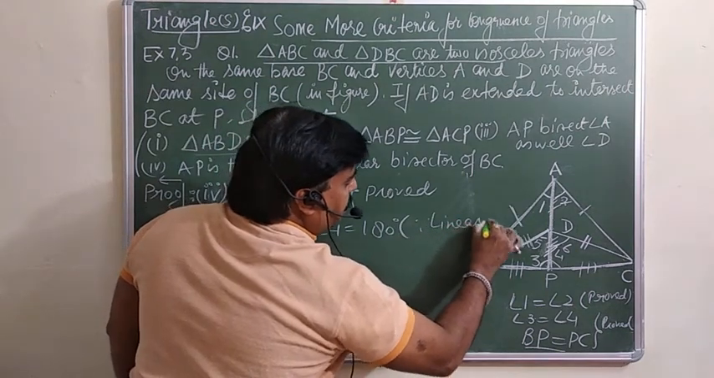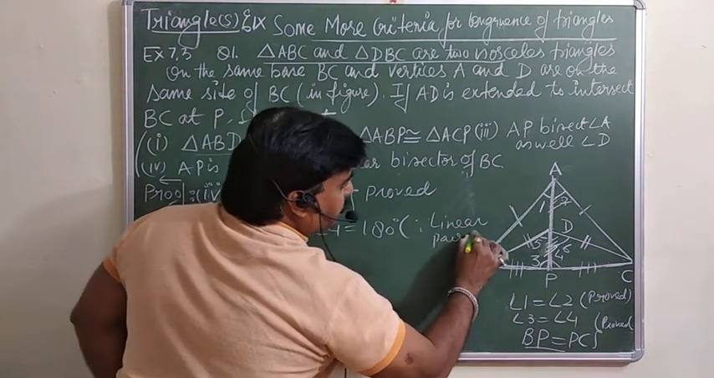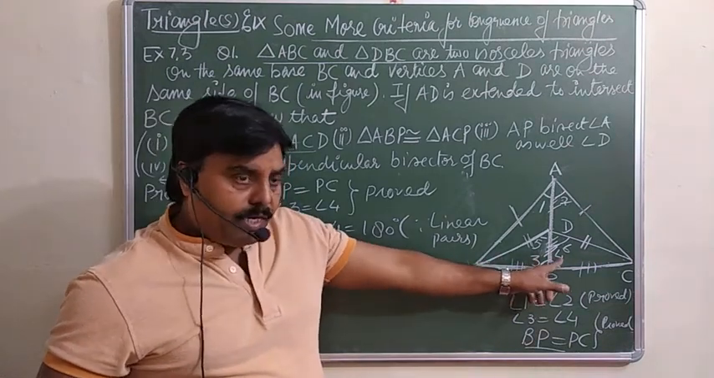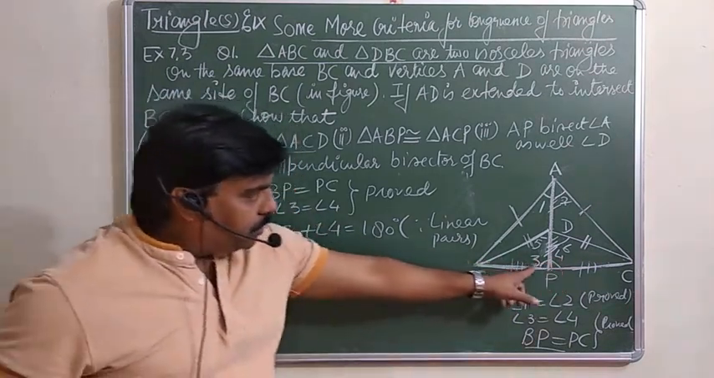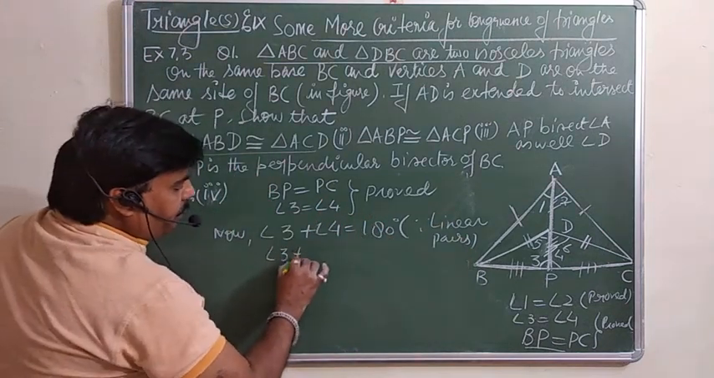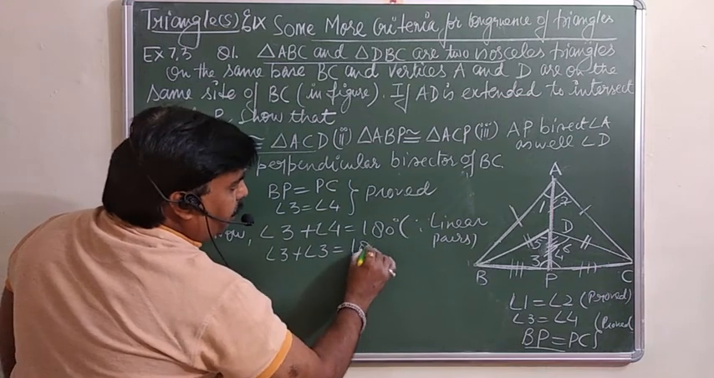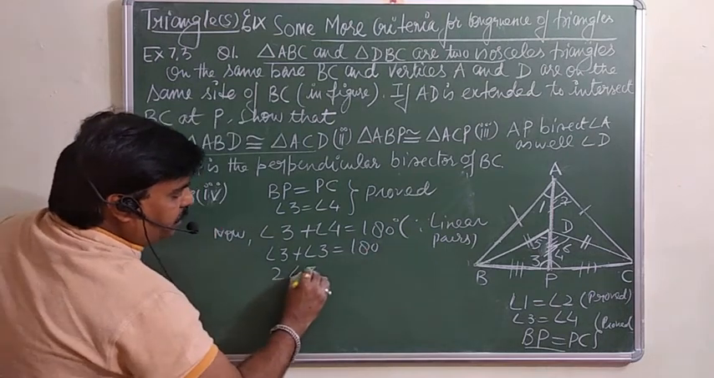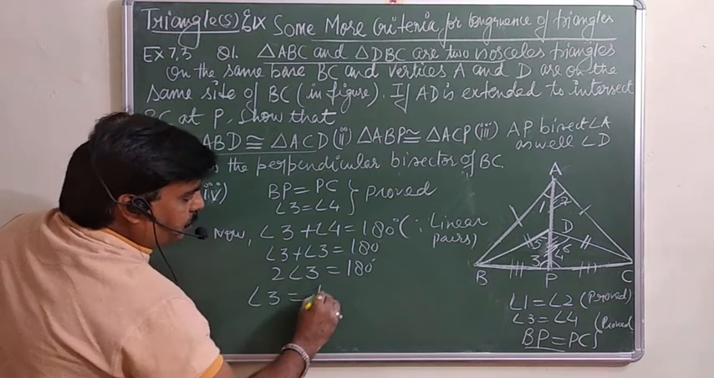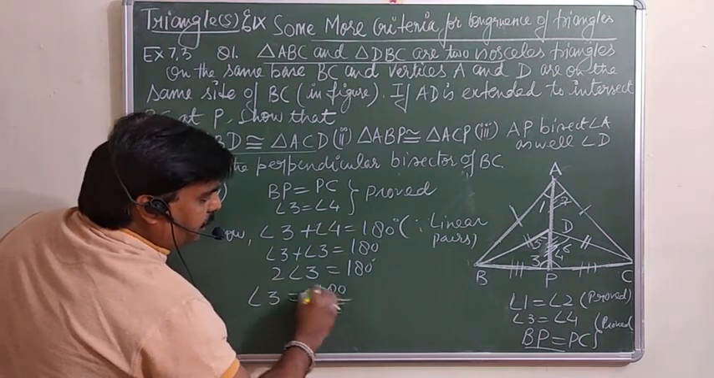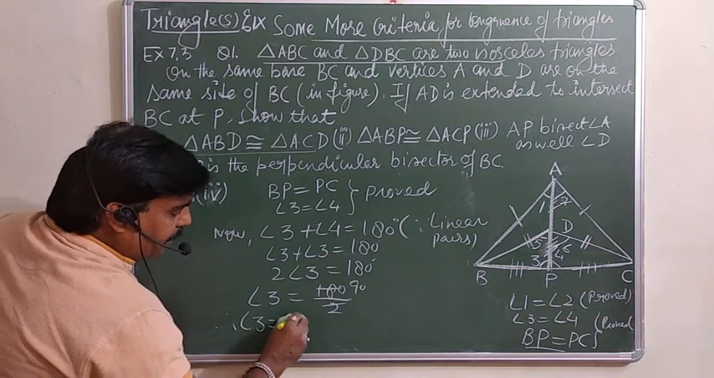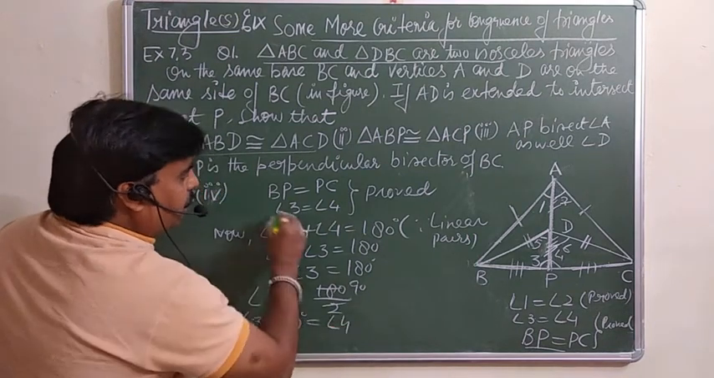by linear pair. The sum of these two will be equal to 180 because of the linear pair. But angle 3 is equal to angle 4, which you already proved. So in place of angle 4 you can write angle 3, that is equal to 180. So you will get twice of angle 3 is equal to 180. So angle 3 is equal to 180 over 2, that is 90. So therefore angle 3 is equal to 90 and that is also equal to angle 4.